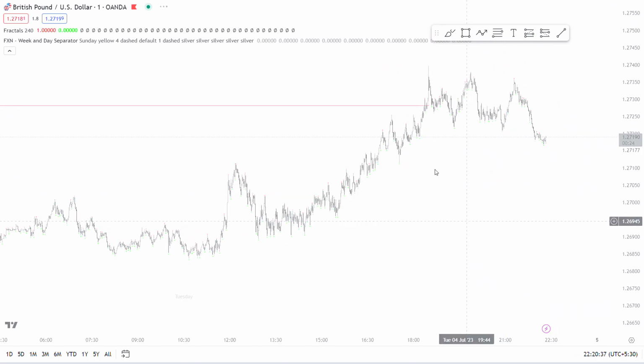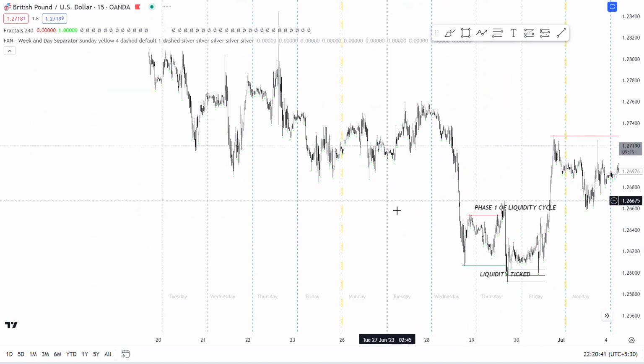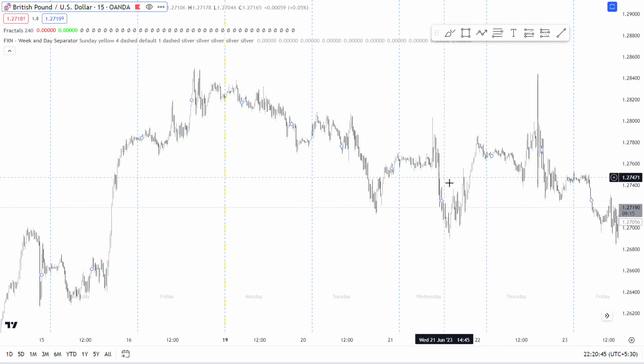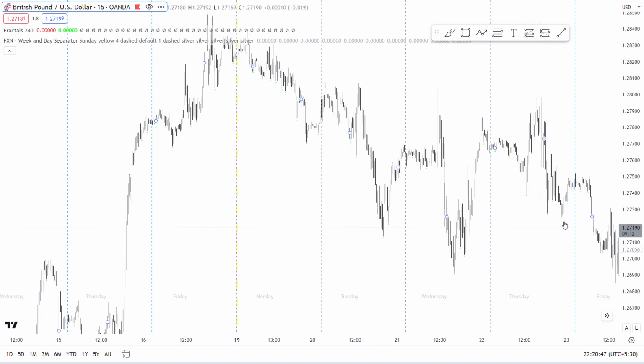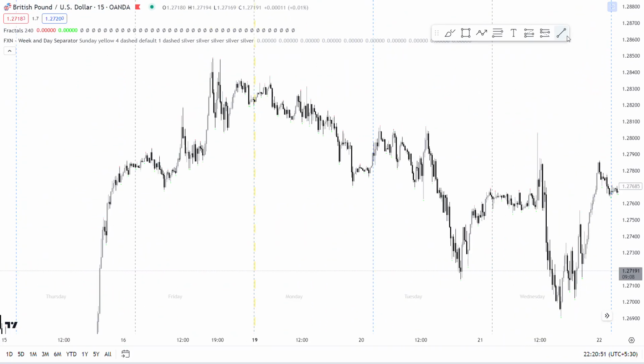In this video I will explain how to trade the liquidity phases from phase 1 to phase 2. The liquidity expands. As the structure expands, the liquidity in the market also expands.